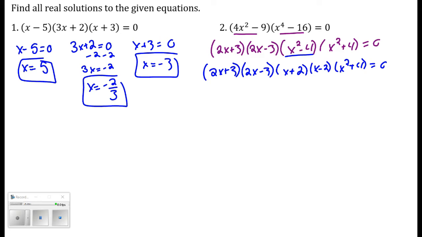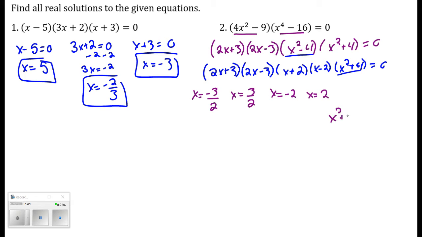Notice that I can't factor the sum of perfect squares there. It can't be factored. So we apply the zero product property and say x equals negative 3 halves, x equals 3 halves, x equals negative 2, x equals 2.